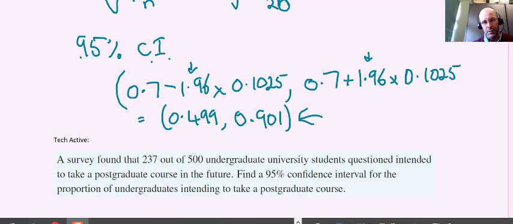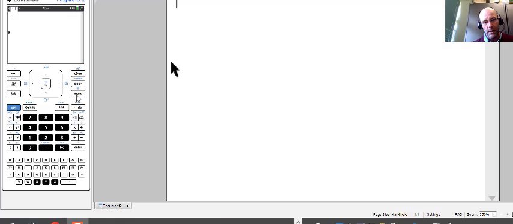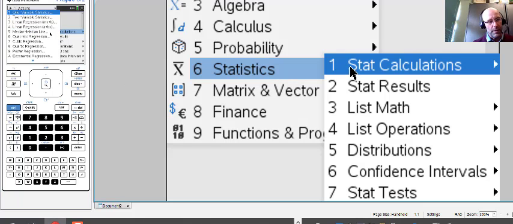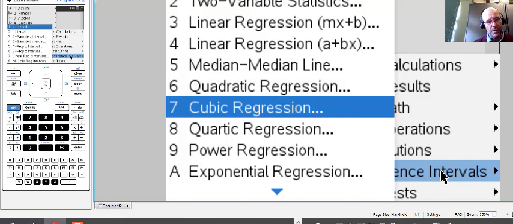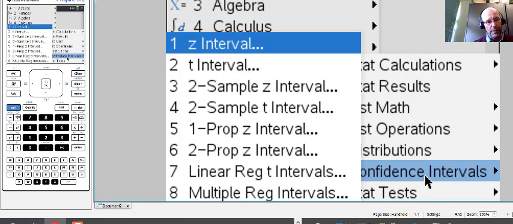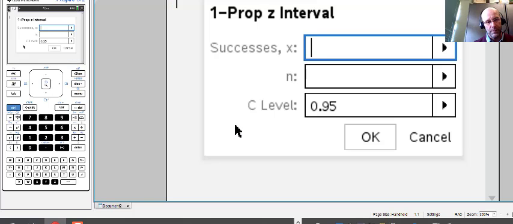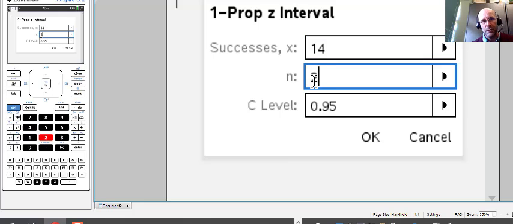So the tech active part. Using a TI Inspire, we go statistics, and then confidence intervals, 1 prop Z interval, option 5 here. So we were looking at, out of 20, a 0.7 sample proportion. 0.7 of 20 is 14. So 14 there, and there were a total of 20 as we saw.